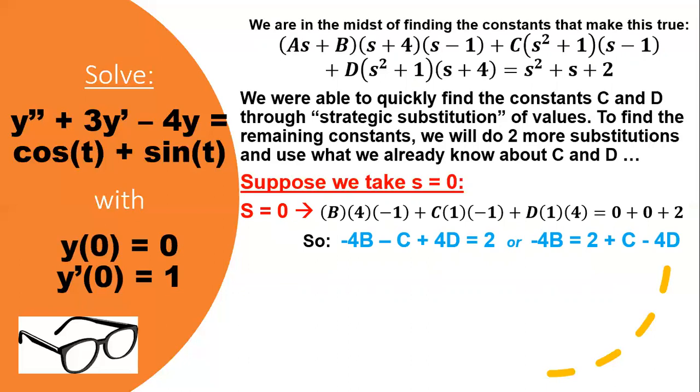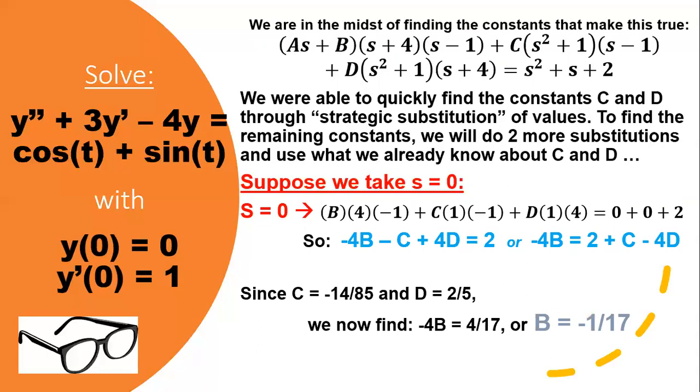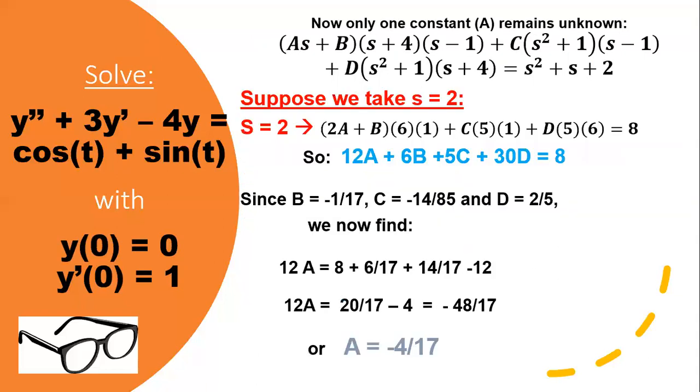And since we already know the values of c and d, we can substitute in the values of negative 14/85 and 2/5 that we found previously. When I substitute them in, I'll find that negative 4b must equal 4/17 after we do the arithmetic. And that means that b then is negative 1/17. Aha! Well, we now have 3 of our values. We know b, c, and d. Only one constant a remains unknown.